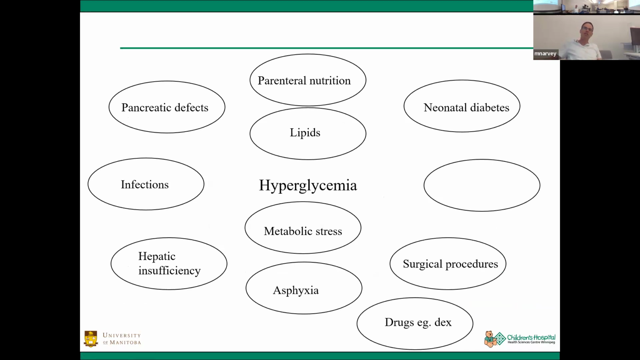In one of the boxes, these are all the different types of reasons why babies will have hyperglycemia. There's a lot, okay? TPN itself, lipids may cause it. Neonatal diabetes, infections, stress, hepatic insufficiency, asphyxia, drugs such as dexamethasone, surgical procedures, okay? If you need a partial pancreatectomy, right? These things can all lead to hyperglycemia. Oh, LGAN, sorry, it was hiding there. So being an LGAN in and of itself, we know that these kids are at risk of hyperglycemia.